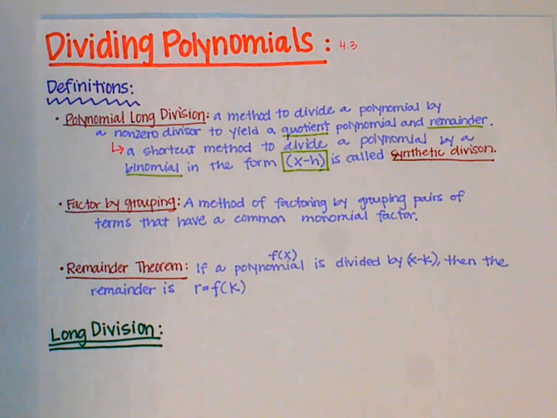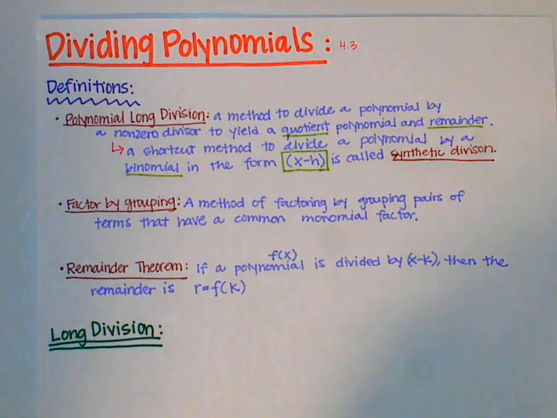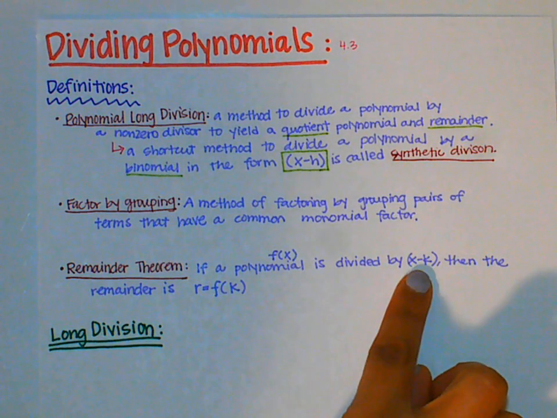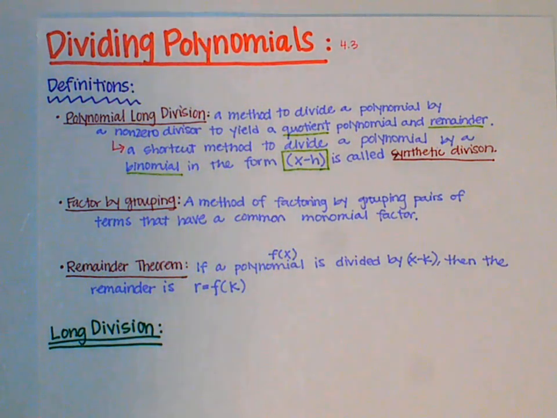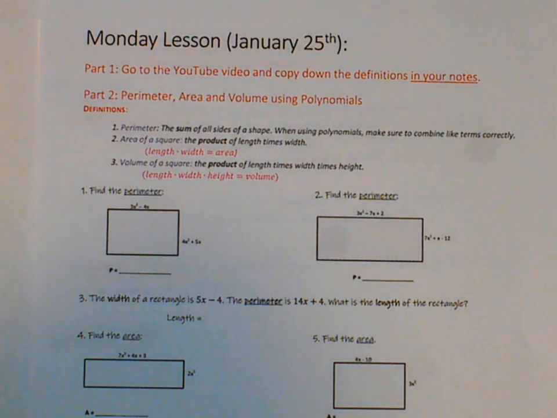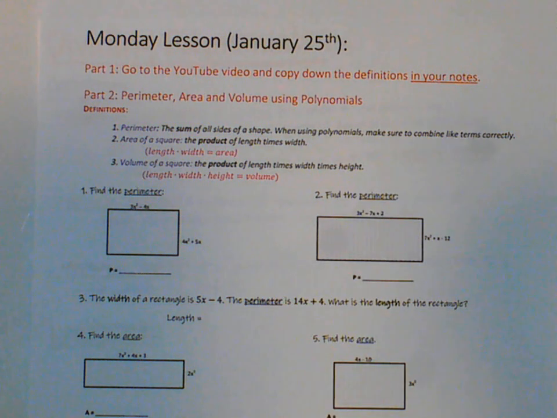So that's when you split up a polynomial into pairs and then you pull out the GCF of a monomial. And then we have a remainder theorem that says that if you are dividing a polynomial by x minus k, then the remainder is f of k. Before I jump into this new stuff, I want to review addition and multiplication because it's what you'll need for your assignment. So part one said that you copied the definitions in your notes, the ones I just went over.